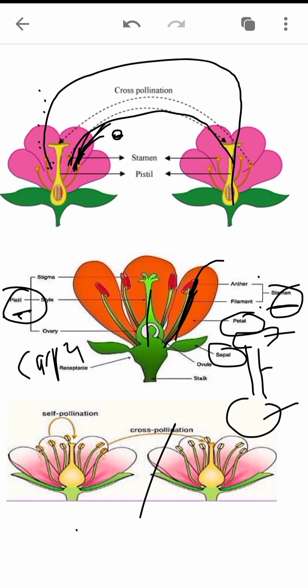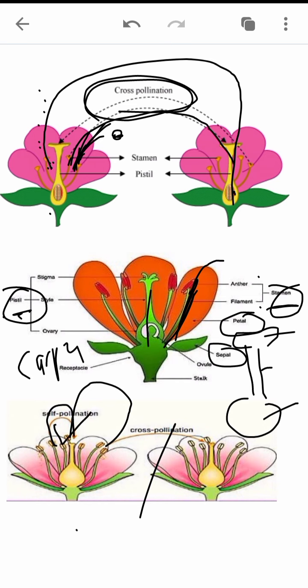If pollination occurs from one flower to another flower, it is called cross pollination. If it occurs to itself, meaning the pollen grain of one flower is released and put on the pistil of the same flower, then it is self pollination. So this is about self and cross pollination.